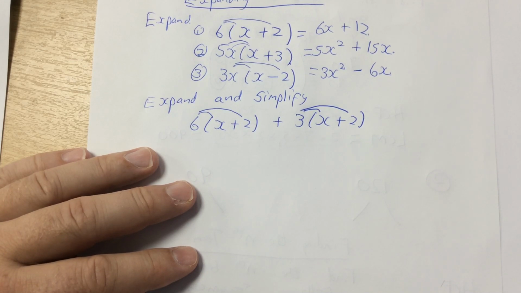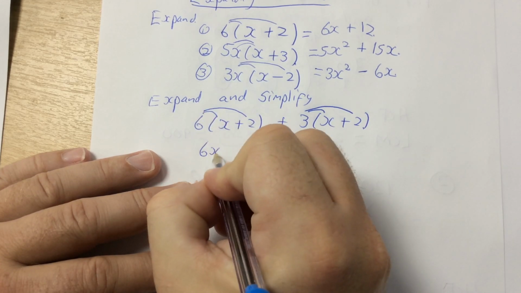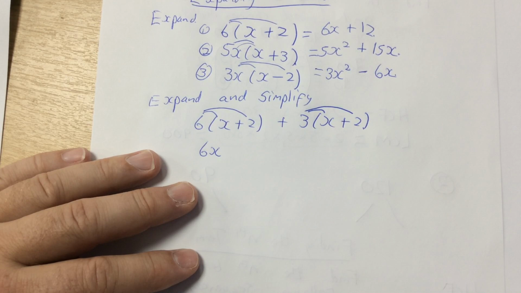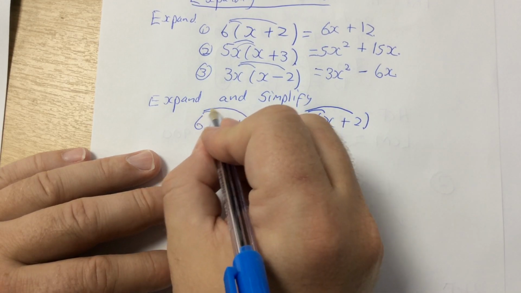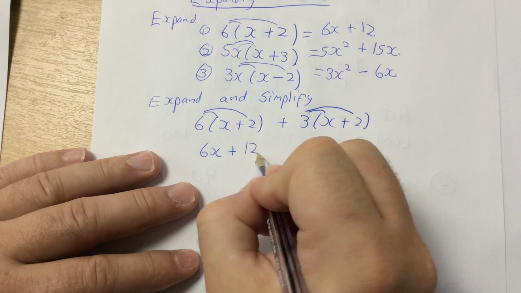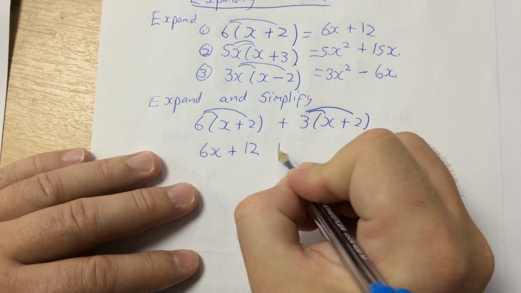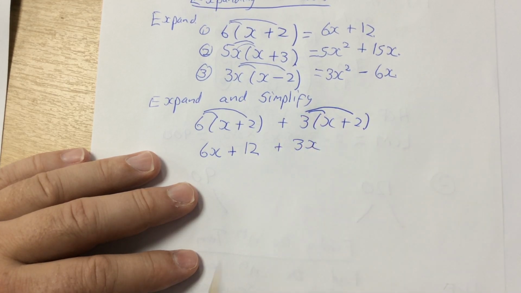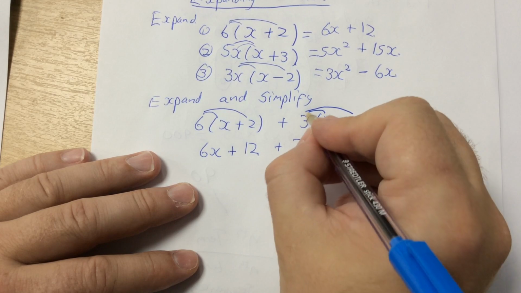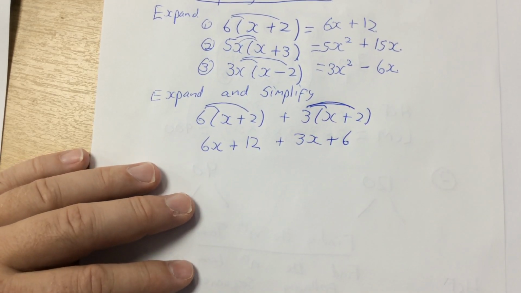So when I multiply out the first bracket, I get 6 times x is 6x. And then like before, it's plus, and then 6 times 2 is 12. I now do that second bracket. So it becomes 3 times x is 3x. And 3 times 2 is 6.